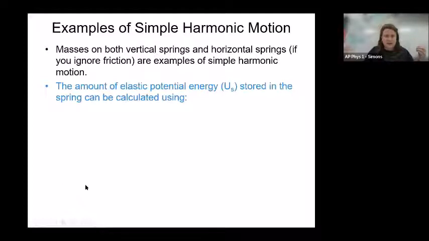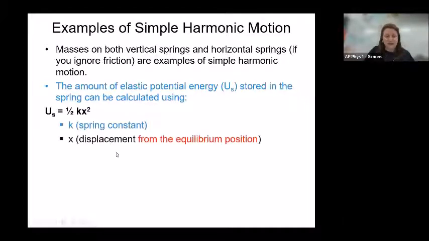So if we're talking about vertical or horizontal springs, typically we ignore friction, and what we look at are called ideal springs. These are springs that have no internal friction, and they can be both stretched and compressed. So the amount of elastic energy that's on our formula sheet can be calculated using 1/2 kx squared, where K is once again the spring constant. This is the exact same spring constant that we had in Hooke's law. X is the displacement from equilibrium, which is the exact same definition that we had in Hooke's law.